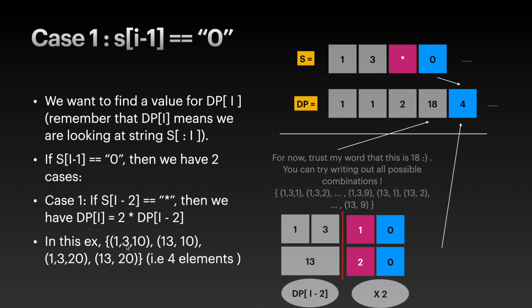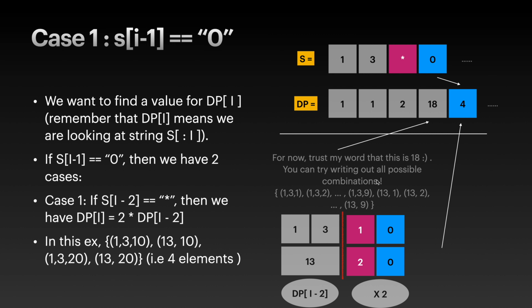If you look at this example, this is 4, because how many ways can we decode this? Well, we have 1 through 10, 13 through 10, 1 through 20, 13 through 20. Notice that the last element here is 10 or 20. We don't have 1 or 0 separately. That's why we are looking at dp of i minus 2, and not dp of i minus 1.